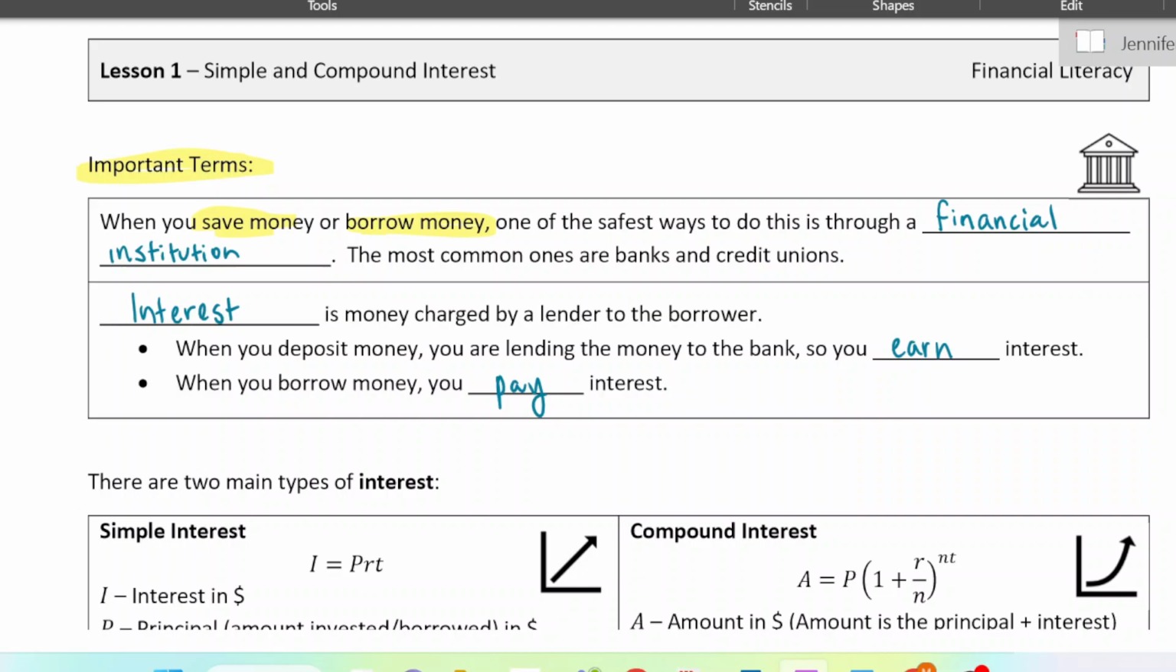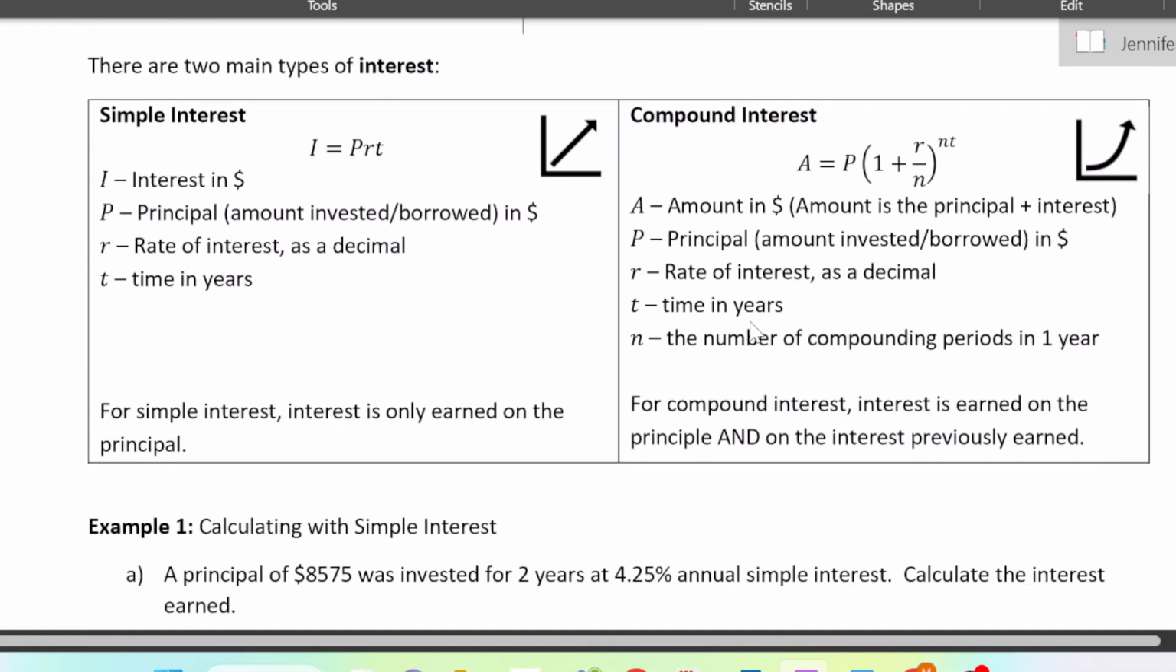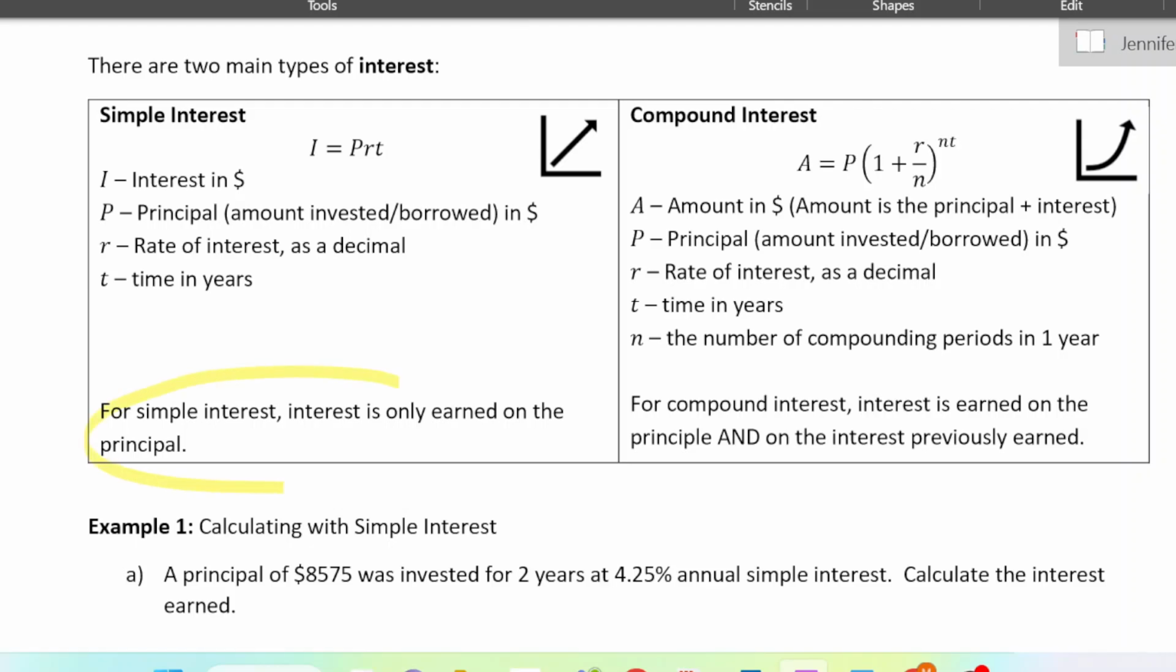Okay, so let's go through the two main types of interest. Simple interest is only earned on the principal. That's the key idea here. The principal is the amount that you originally borrow or invest. And then here is the equation that we're going to be using throughout the unit. I equals, so the interest equals the principal times the interest rate times however long we're borrowing or investing the money for. So I equals PRT.